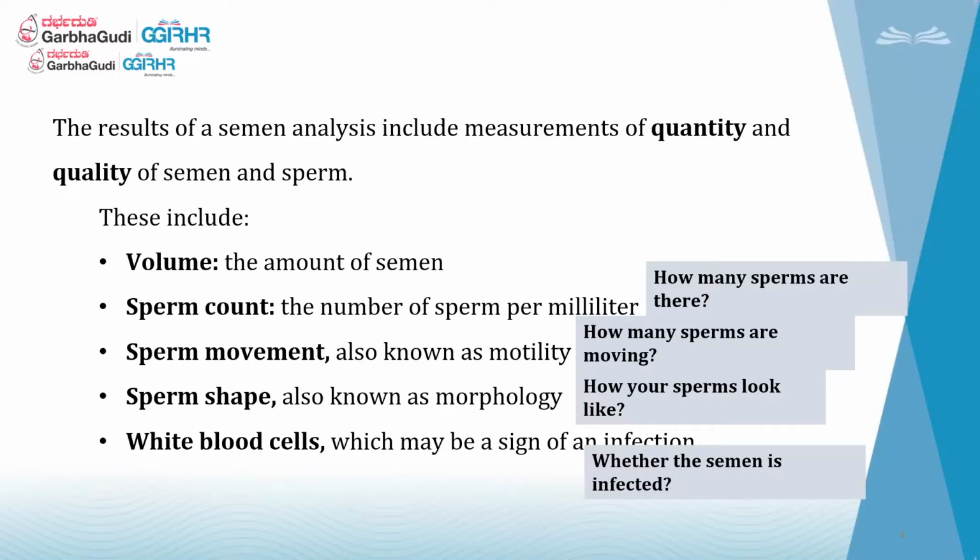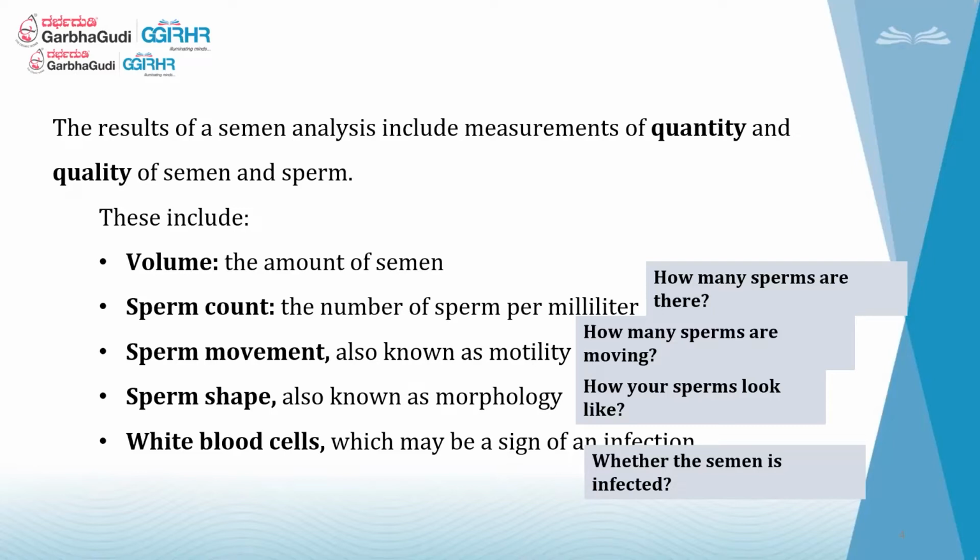This will include the volume, so the amount of semen given by the person is assessed, and you will know how the ejaculate is. Next would be the sperm count, the number of sperms per milliliter. So you will know how many sperms there are, and the sperm movement, also known as motility, where we see how many sperms are moving.